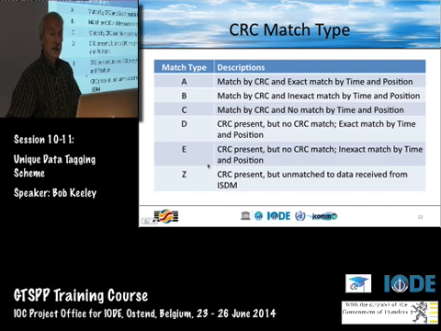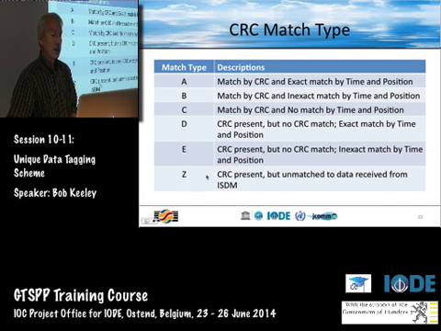Some other things, sometimes you'll get, they looked for, is there a match in the old time and position, but the CRC values are different, and either an exact or an inexact match in time. So are there instances where duplicates are leaking through and not being detected by the CRC? That's what D and E is about.